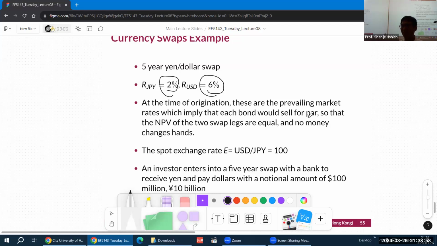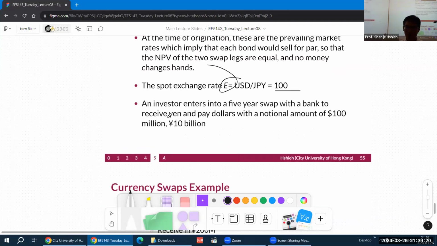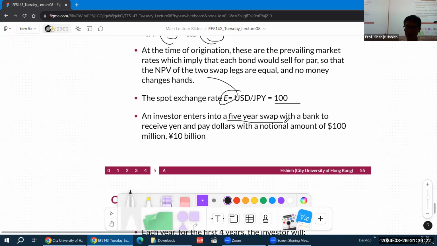Given that, you now understand why swap value changes over time: the economic environment changes, interest rates change between countries, and now we have an additional variable, E, potentially changing. So suppose the spot rate is that the price of a US dollar is 100 yen, and let's assume an investor enters into a 5-year swap with a bank to receive 10 yen and pay out dollars.